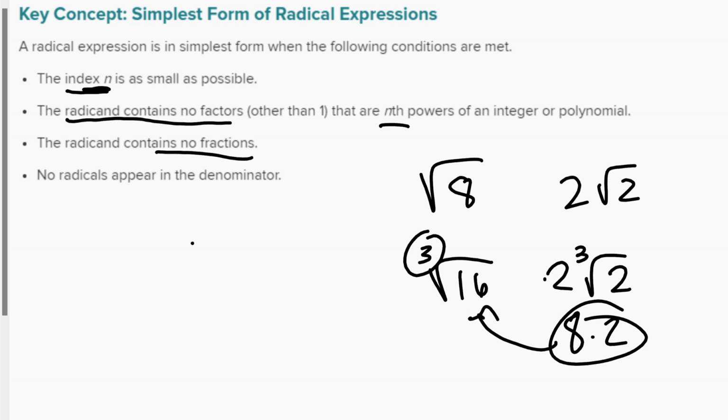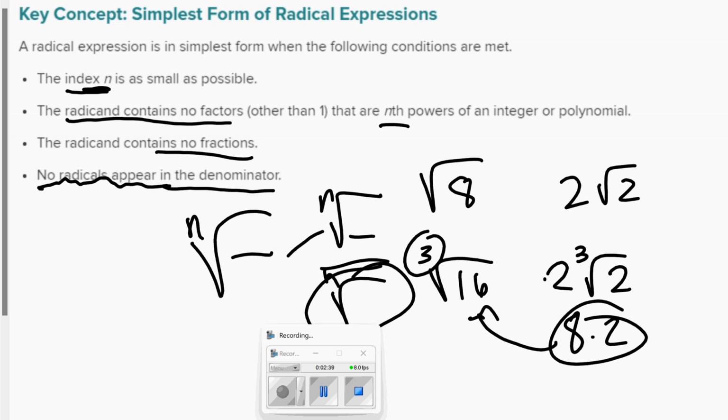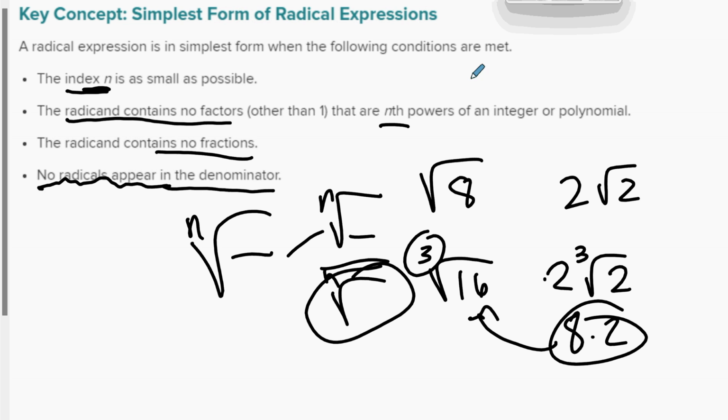And then no fractions. Anytime I have a root of something with a fraction, I want to break that down and get rid of the fraction. Take the nth root of the top, just like we talked about, over the nth root of the bottom, and then break that down so we have no radicals. That's called rationalizing the denominator, which we'll do in these examples, where no radicals are in the bottom. So that's the concepts of simplifying radical expressions, and how we can take square roots and cube roots, simplify them down, and separate them by multiplication and division.